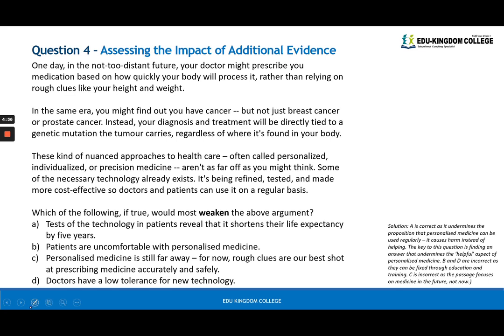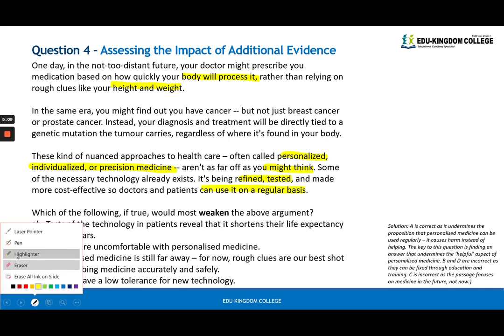Okay. So which of the following, if true, will most weaken the argument? Let's highlight. In the not too distant future, the doctor might prescribe a medicine based on how quickly your body will process it, rather than relying on rough cues like your height and weight. So we talk about cancer, and this kind of nuanced approach to healthcare, often called personalized, individualized or precision medicine, isn't as far off as you might think. Some of the necessary technology already exists and has been refined so that we can use it on a more regular basis.